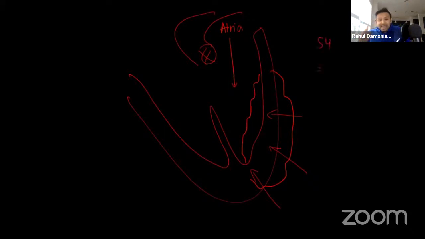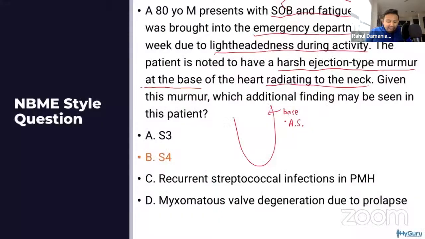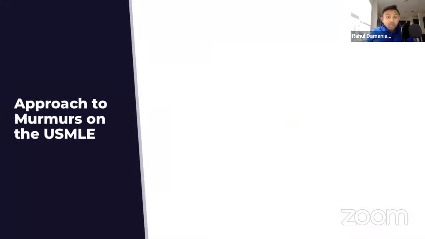And so relate S4 to chronic hypertension, as well as your aortic stenosis. All right, very good. So let's go ahead and use this question to go into a very important test taking strategy. And that is, how do I approach murmurs on the USMLE?